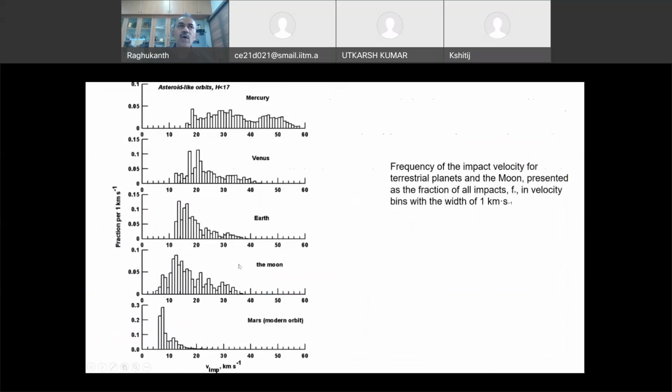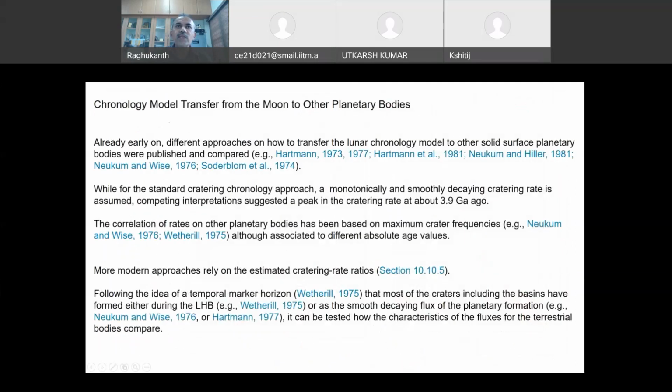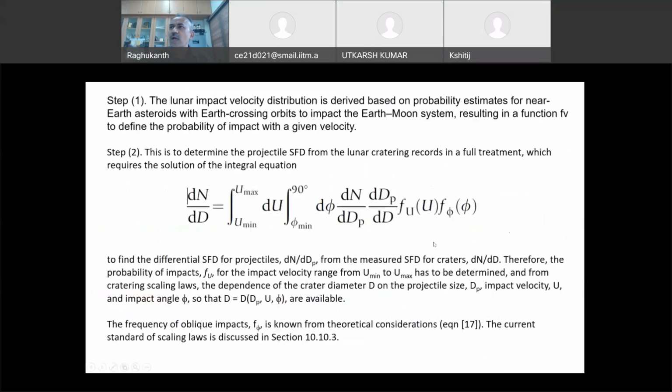Then you have to find the probability density function for the angle. This also one has to find. And then the projectile diameters, which you can easily get from the scaling laws, using this expression. Now we have to find dn by ddp, which is what we are interested in: the size frequency distribution of the projectiles. So you have to solve this integral equation to solve for dn by ddp.